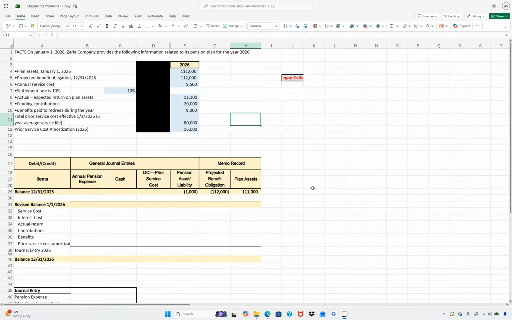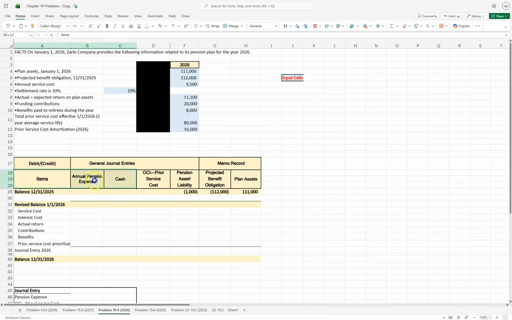Hello, in this video, we'll be going through how to prepare a pension worksheet. So right here is a typical pension worksheet laid out, and I have it in debit credit format. And across right here on these rows, I have the typical accounts that are used in pension accounting. And so we have our pension expense, cash, OCI related to prior service cost.